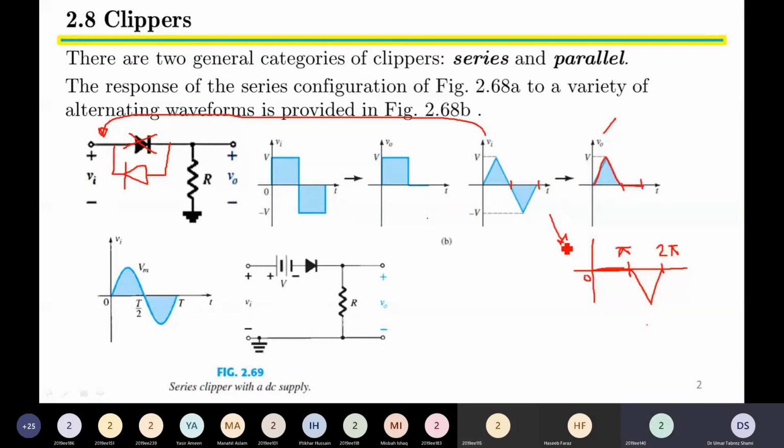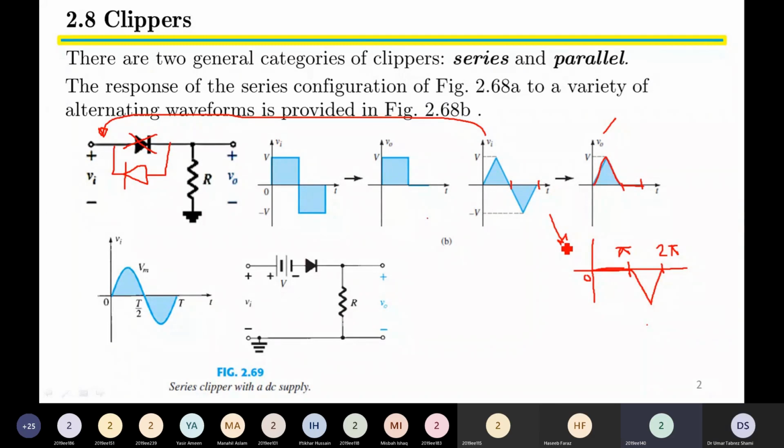If we connect the diode in one direction, then only that part of the voltage during which the diode remains forward biased will be passed, and the other half will be blocked. And if we now change the direction of our diode, then the reverse will happen. Okay? Sir, if we use forward bias, then we get positive half cycles.